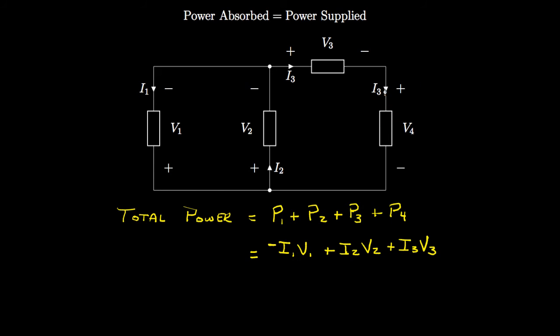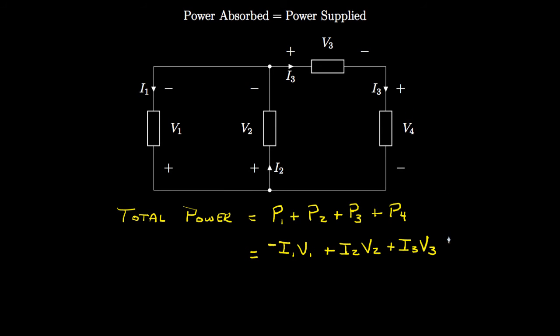But it's worth saying something about this current I3. One of the things we haven't stated explicitly is that the current that flows into one side of an electric circuit element is always going to be equal to the current that flows out the other side. So the current flowing into element 3 is the same as the current flowing out of element 3. The current flowing into element 4 is the same as the current flowing out of element 4. And in this case, we've labeled that as I3.